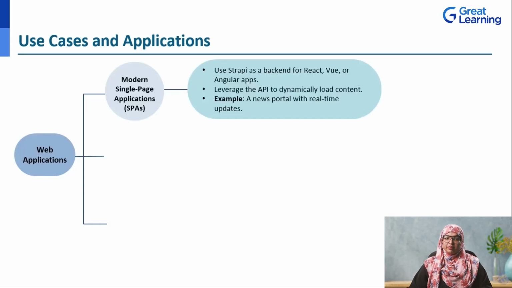The first use case is web applications. We will see one by one. You have your modern single page applications, that is your SPAs. Single page application is nothing but when you are trying to have an update, say for example, you have your news website and every minute or every second you want the news to be updated. Without reloading the page, you are just trying to refresh the content which is required to be updated, right? So that is your single page applications, and you use Strapi as a backend for React, Vue and your Angular apps, and then it will leverage the APIs to dynamically load your content. So as I discussed, a news portal with real-time updates.